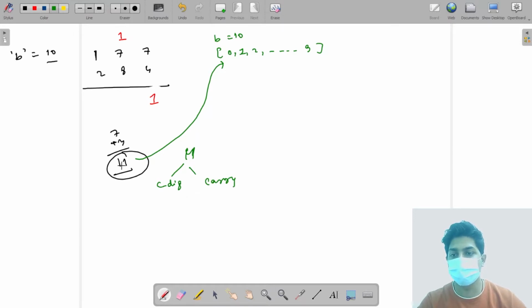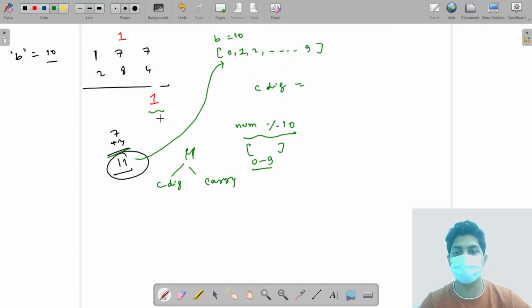For 7 plus 4 equal to 11, the current digit is 1. Allowed digits are 0 to 9. If we take the modulus of any number with 10, we will get the result in the range 0 to 9 only, and we want the results in the range 0 to 9. So for finding the current digit, we will take modulus by 10, and for finding the carry, we divide by 10.